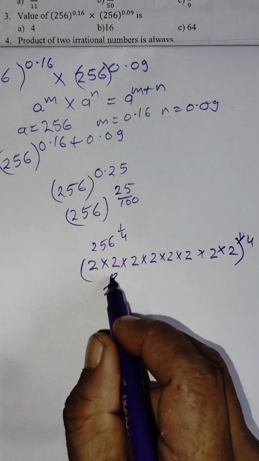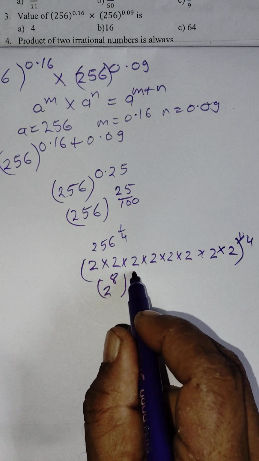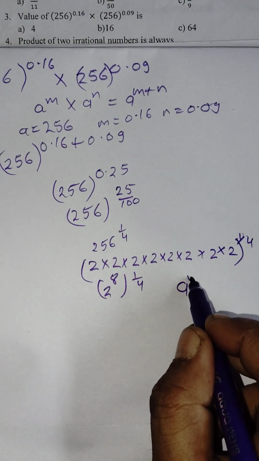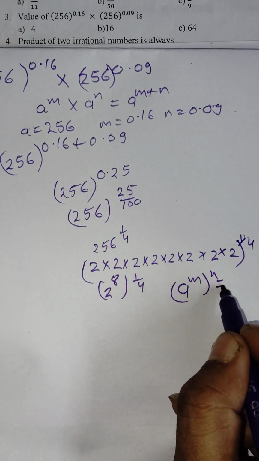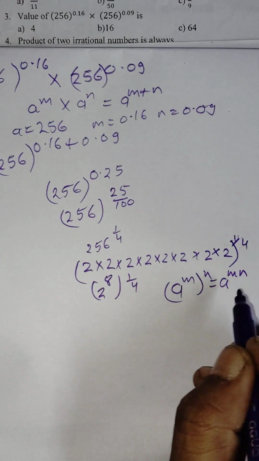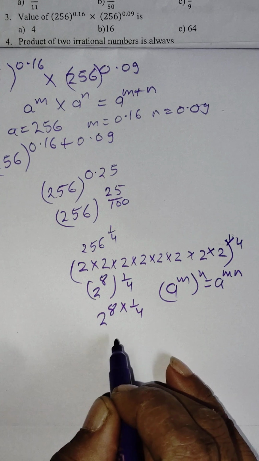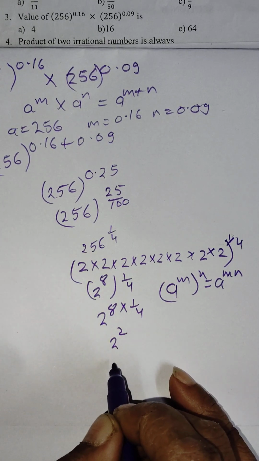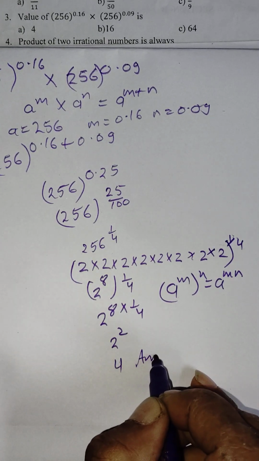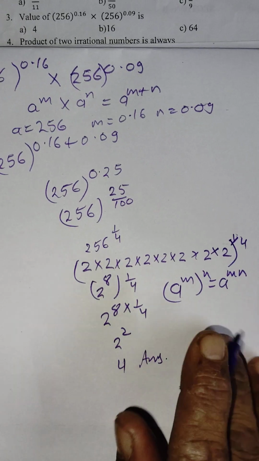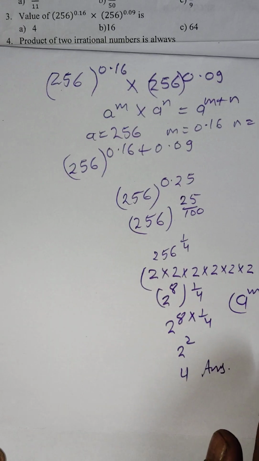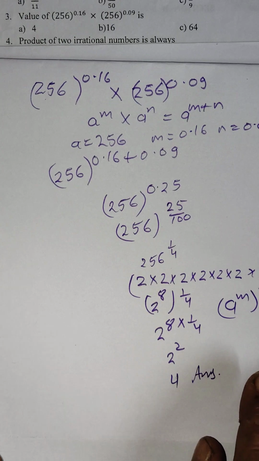So 2 raised to power 8 times power 1 over 4. We know that a raised to power m, whole power n, can be written as a raised to power mn. Therefore 2 raised to power 8 times 1 over 4. 4 cancels 8 two times. So 2 power 2, that means 4 is the answer to question number 3. Next question is the 4th.